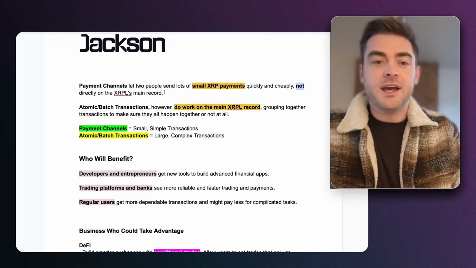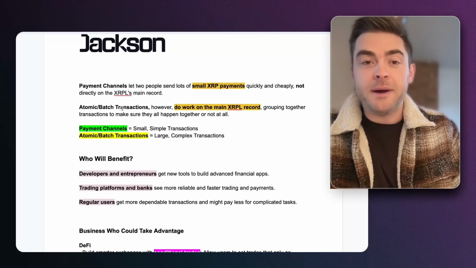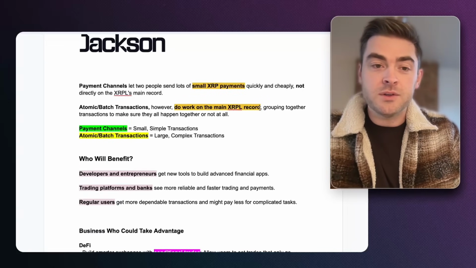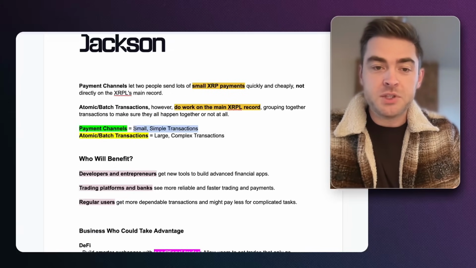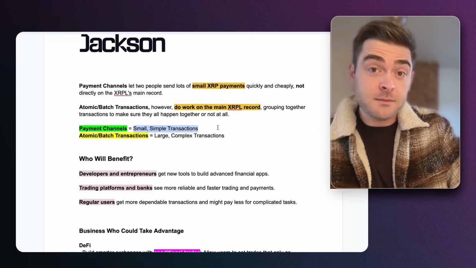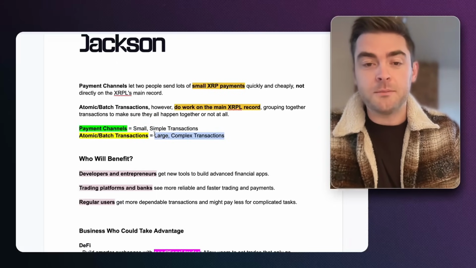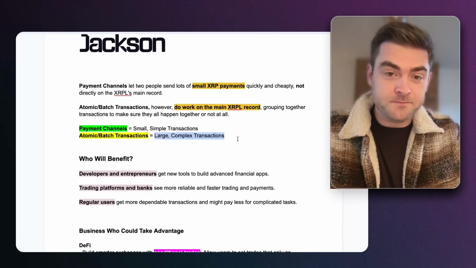Not directly on the XRPL's main record. But atomic batch transactions do work on the main XRPL record, and they group transactions to make sure they all happen together or not at all. So very simply put, payment channels do small, simple transactions, not on the XRPL main record, and atomic batch transactions do large, complex transactions on the XRPL record.